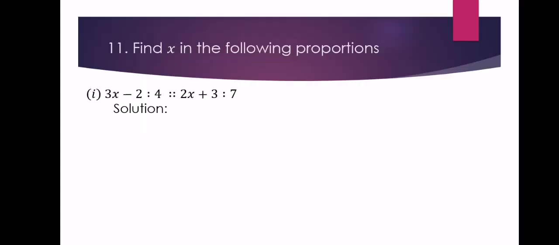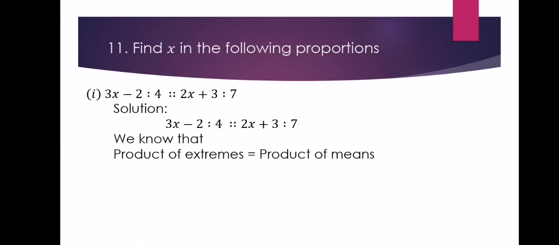Question number 11, which is related to proportion, is find x in the following proportions. We have been given the proportions and we will have to find out an unknown involved in the given proportion. So we have the formula which we just discussed, the symbolic representation of proportions, that is product of extremes is equal to product of means.